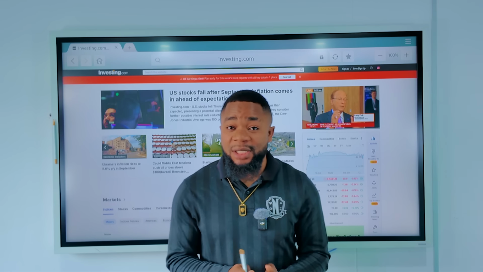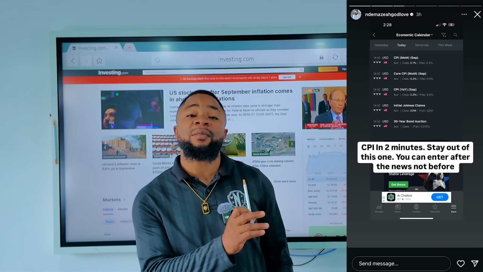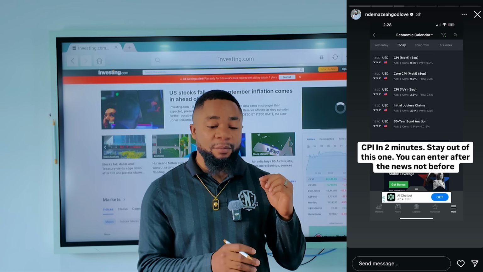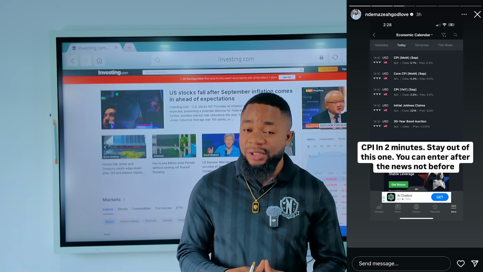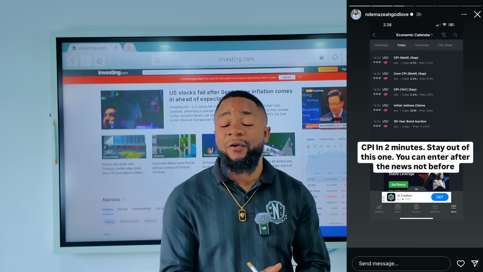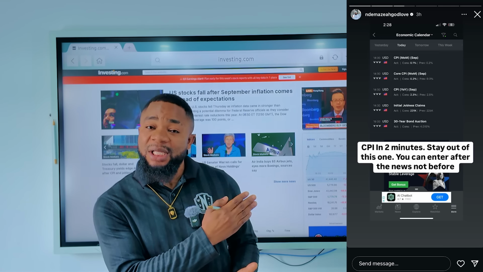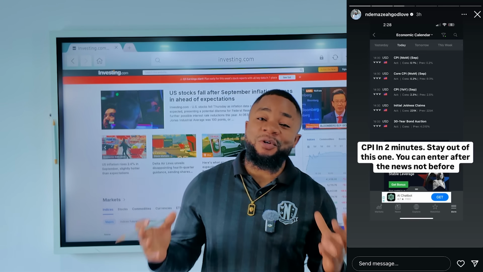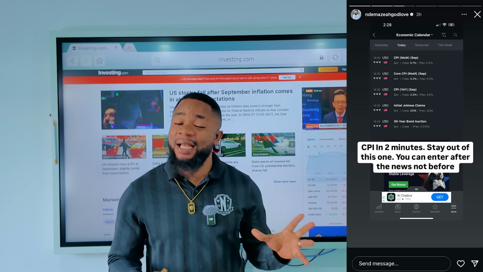Before the news was released, you can see this was on Instagram. I posted this on my Instagram telling people that, guys, I can see this coming. Stay away from trading CPI until the news is out, before we can use the direction based with technicals to make out. This was posted a few minutes before the news was released. And once the news was released, the same thing I predicted happened.